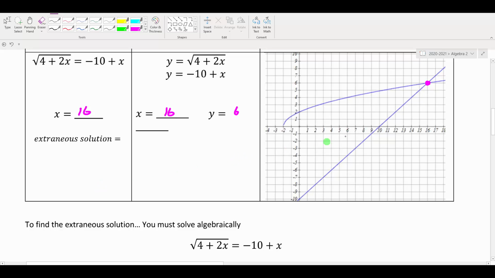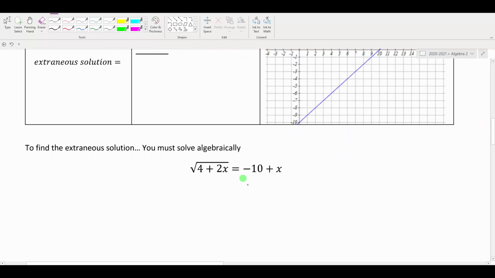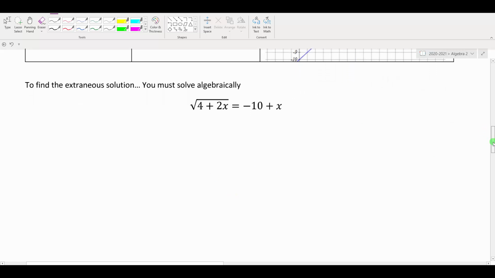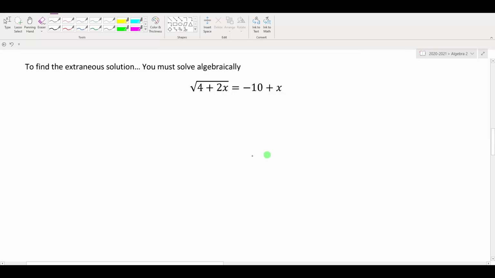It's not going to produce a true statement when you plug that value in. So if I'm looking at this graph, I can see there is only one intersection point, so there may or may not be an extraneous solution. One is possible. The only way to find out is to take our equation and solve it algebraically. I'm going to walk you through that so you can see it one more time, because there is a lot of stuff that goes on in this equation. None of it is anything you haven't seen before.